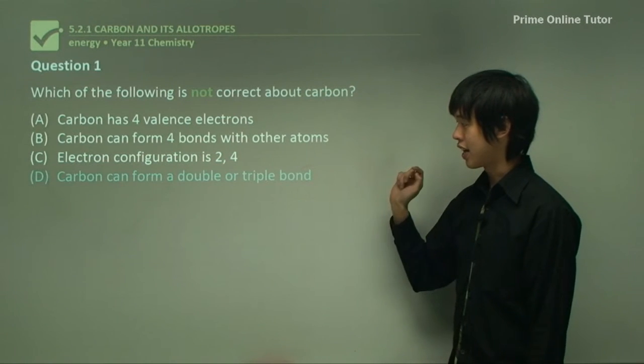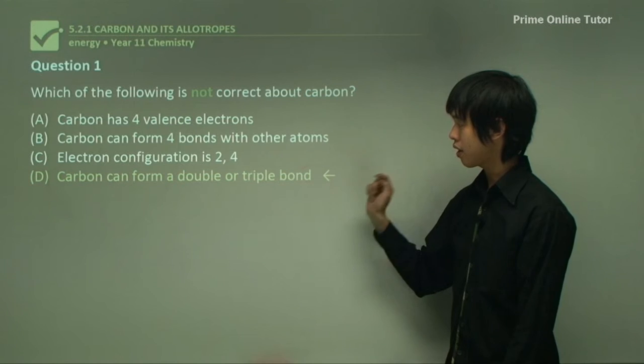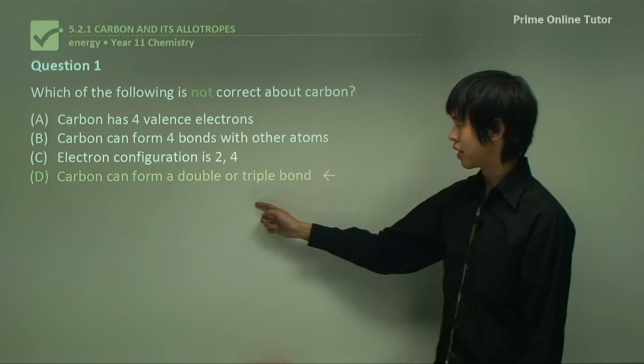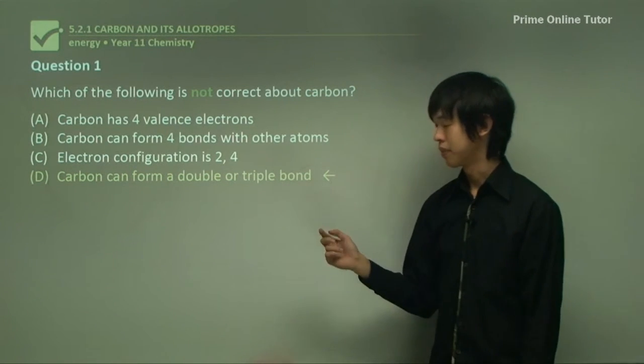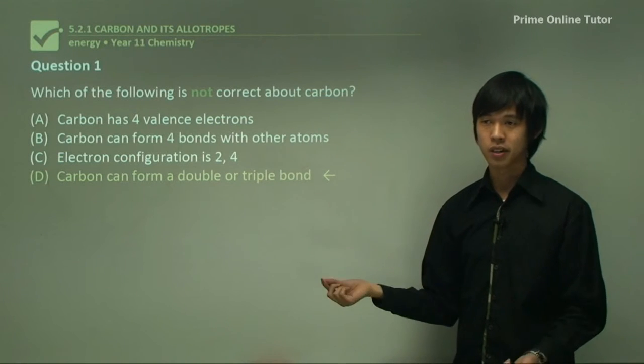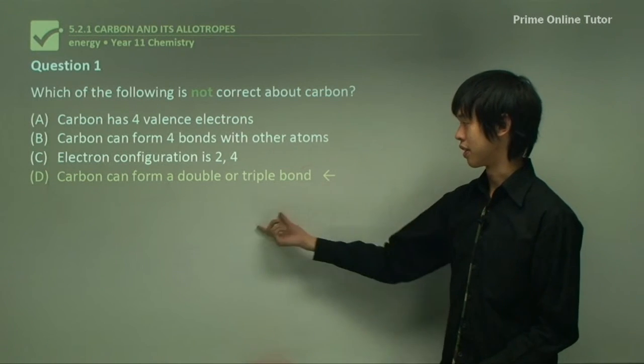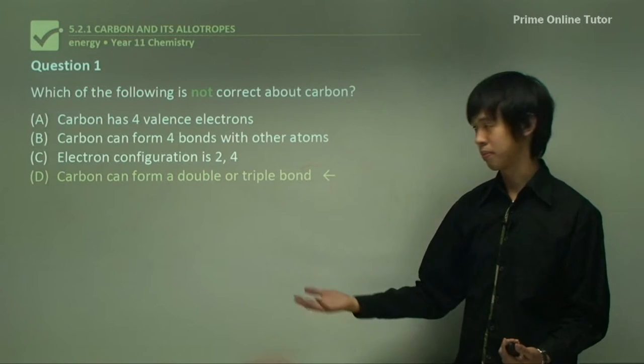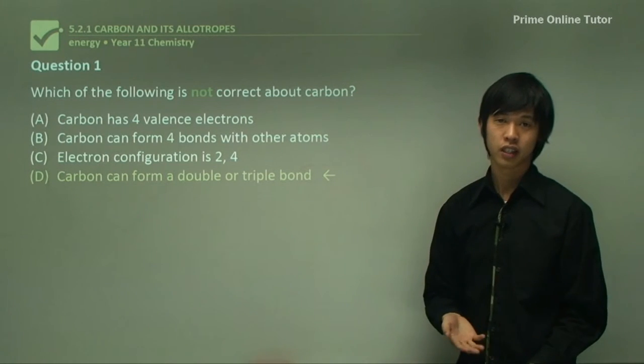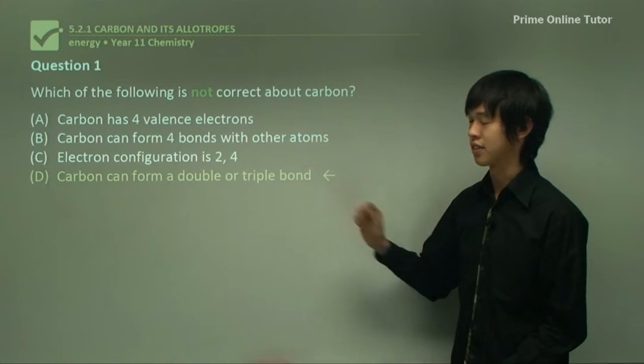So what we have here is the last one, which is the correct answer. Carbon can form a double or triple bond. It depends on what it is, but carbon itself won't be able to form a triple bond or double bond unless we know what the other chemical is that it's bonding to. So of course this is the incorrect answer.